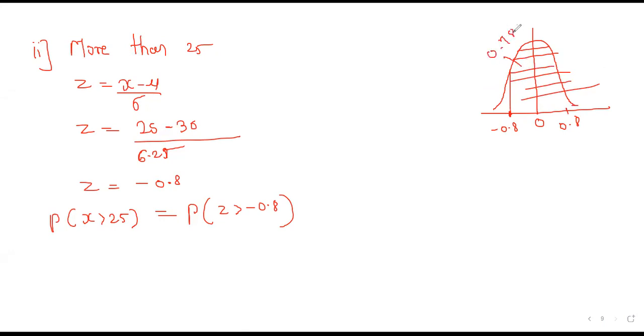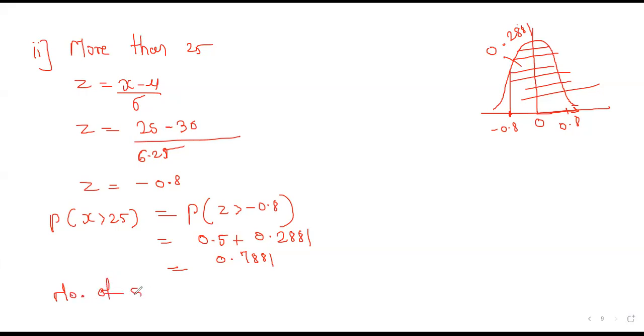म्हणजेच आपल्याला काय करावं लागेल, हे 0.8 ची तर व्हॅल्यू दिली आपल्याला, ती किती होती? 0.2881, सॉरी. So we have given probability at z is equal to 0.8 as 0.2881. So we have to add this, this probability is 0.5. So 0.5 plus 0.2881, which is equal to 0.7881. Now we have to calculate number of students obtaining more than 25 marks. That is, we have to multiply 0.7881 by 2000.